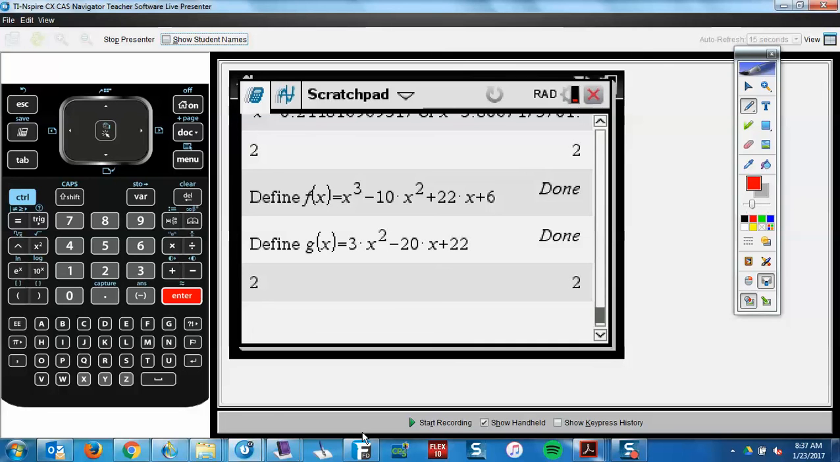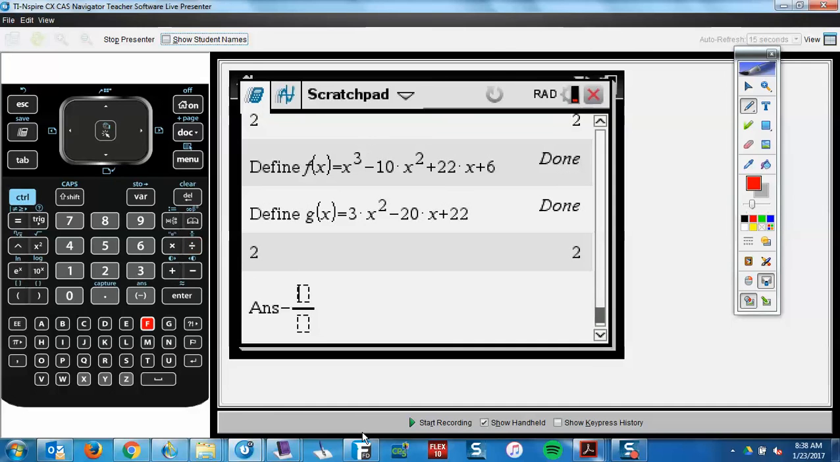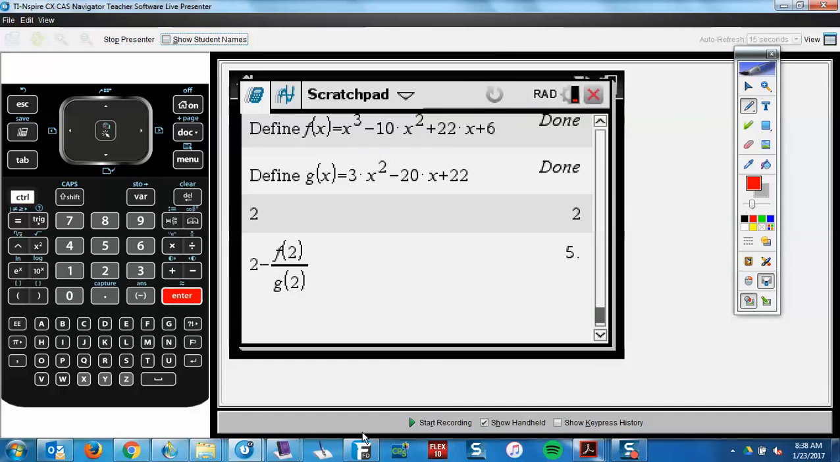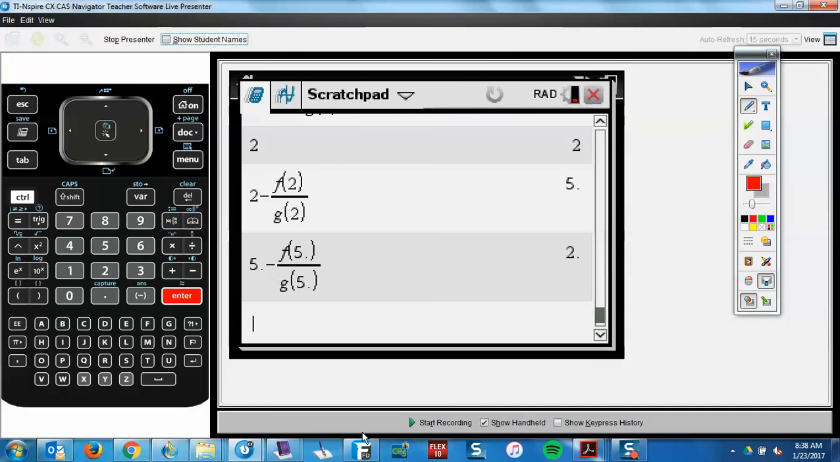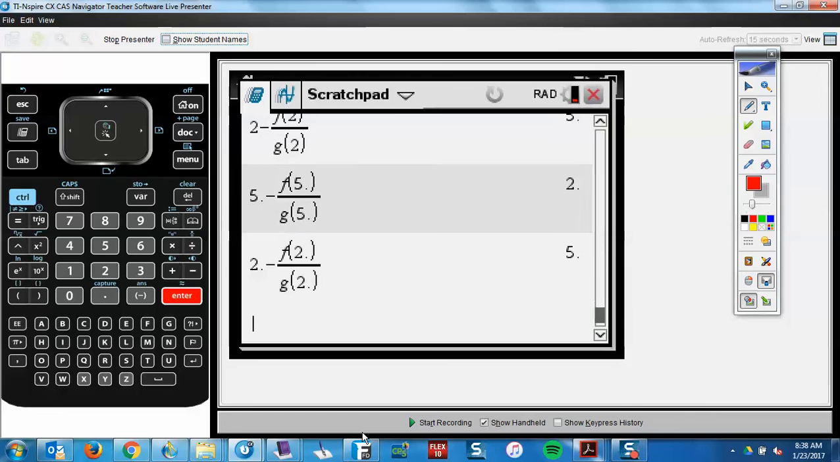And now let's do the other way. Now let's just go answer minus f of answer divided by g of answer. So now hit control enter, so we get a decimal this time, even though we know we're not going to get a decimal here. Hit control enter, you get 5, hit control enter, you get 2, and it's just going to bounce. You actually don't have to hit control enter each time. So it's just going to 5, 2, 5, 2, 5, 2.